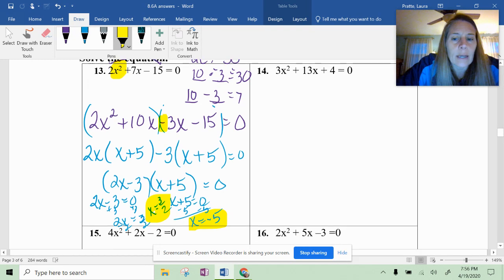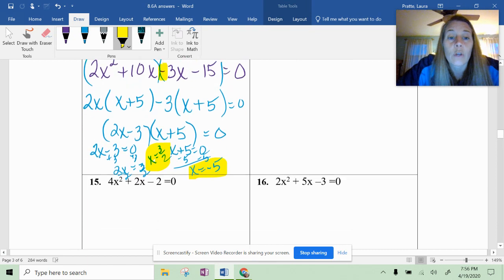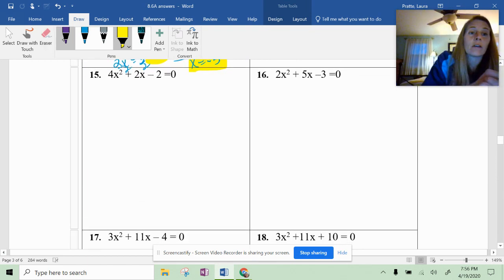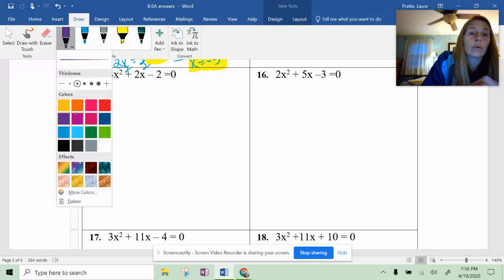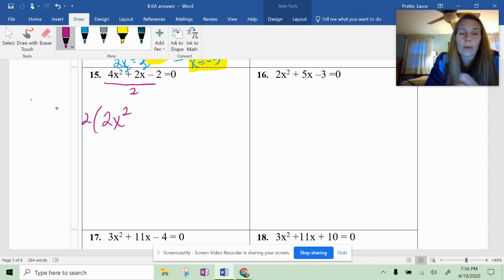All right, so let's go down. I'm going to skip down to number 15. So now number 15, we can take out a GCF here, even though we still have to do AC method, but it will help our answer be completely factored and not just some version of the answer that's not completely simplified. So 4, 2, and 2 can all be divided by 2. So if we divide this all by 2, we're left with 2x squared plus 1x minus 1.